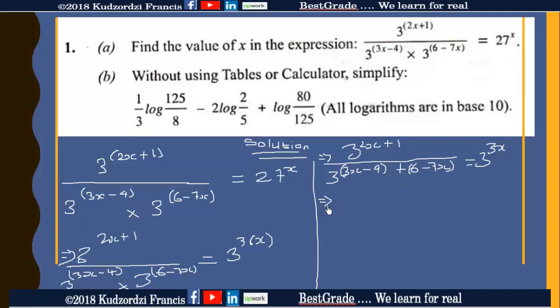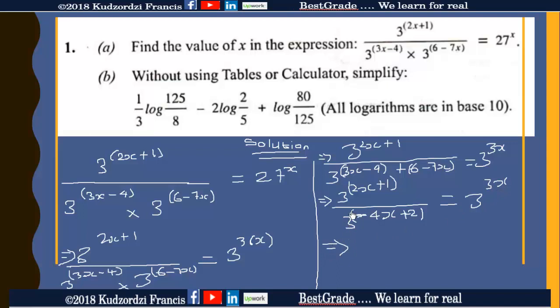So this will imply that we have 3 to the power 2x plus 1 all over 3 to the power 3x minus 7x will give us negative 4x. So negative 4x. Then we have negative 4 plus positive 6 will give us positive 2. Is equal to 3 to the power 3x.